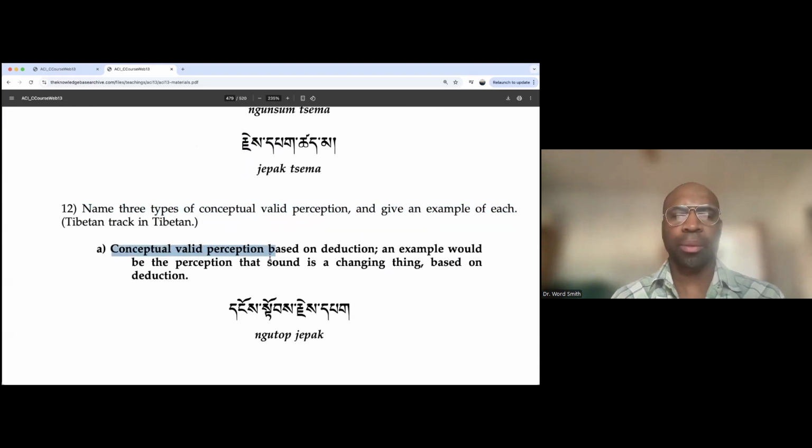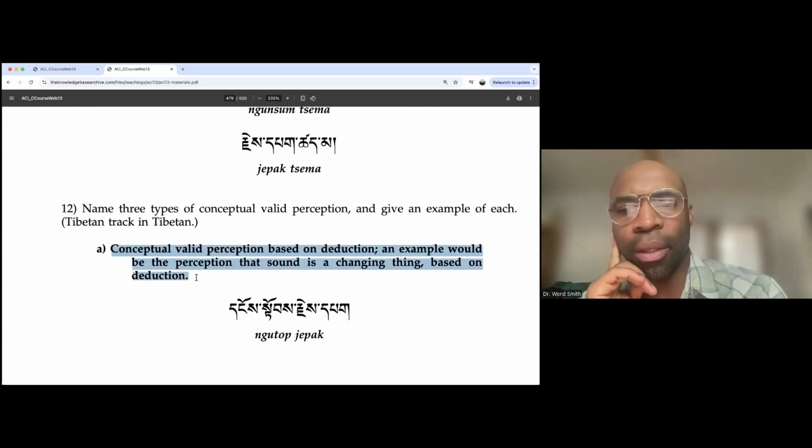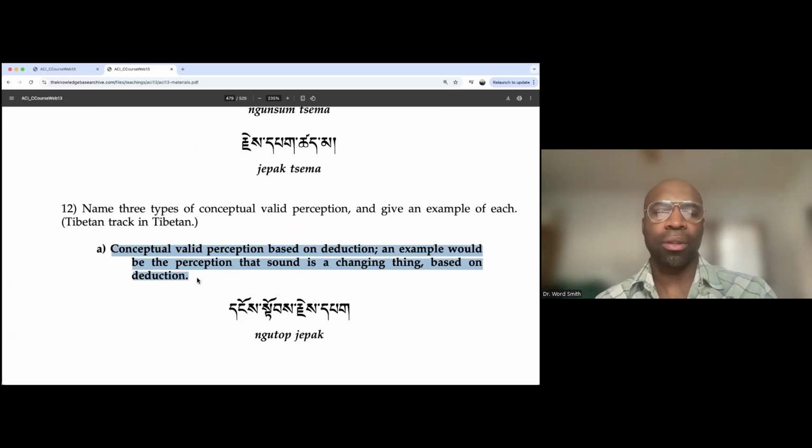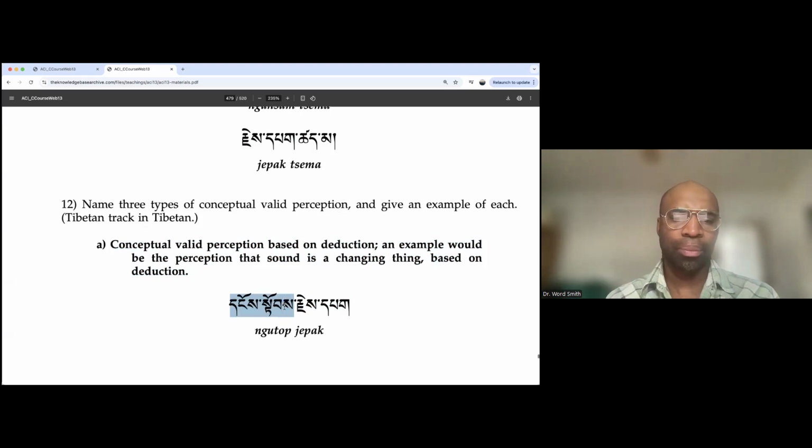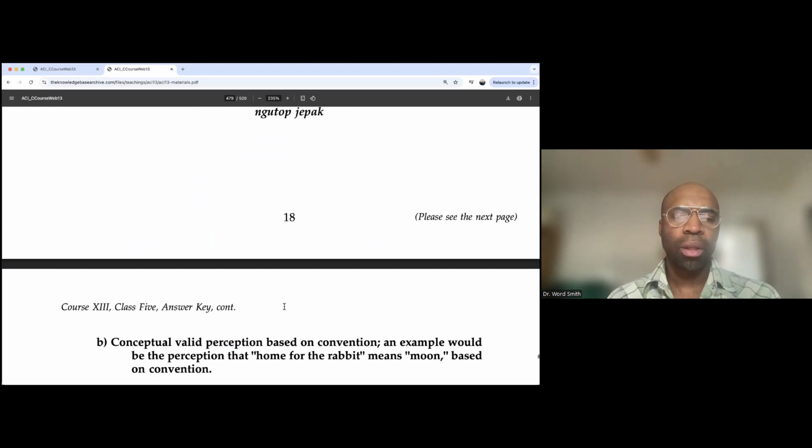Conceptual valid perception based on deduction. An example would be the perception that sound is a changing thing based on deduction. New top JPOC. Top by the power of. New usually means actual, but I think New and Top together just means deduction.